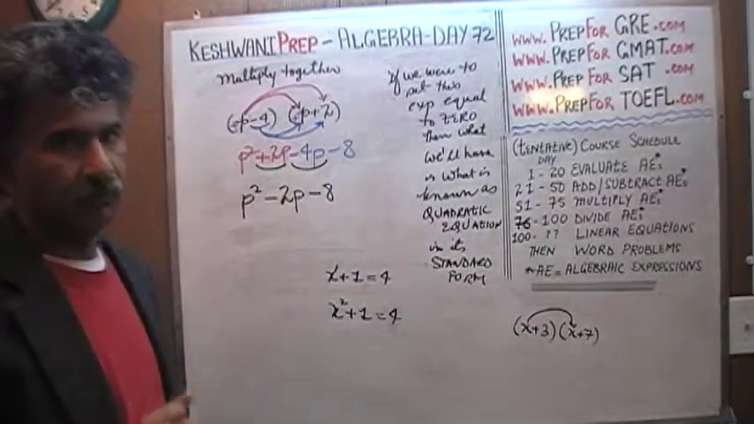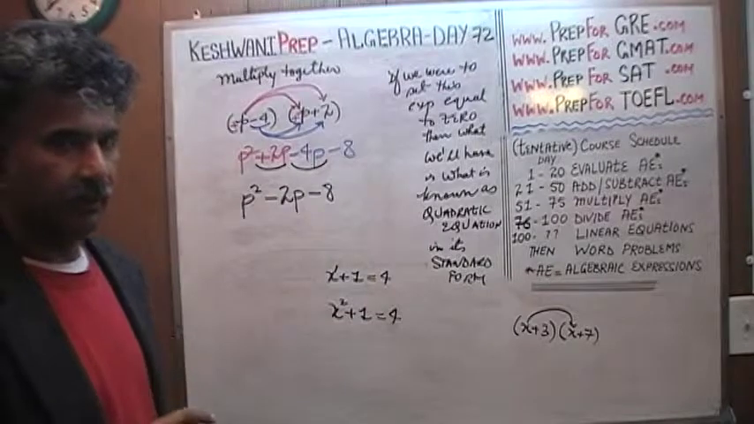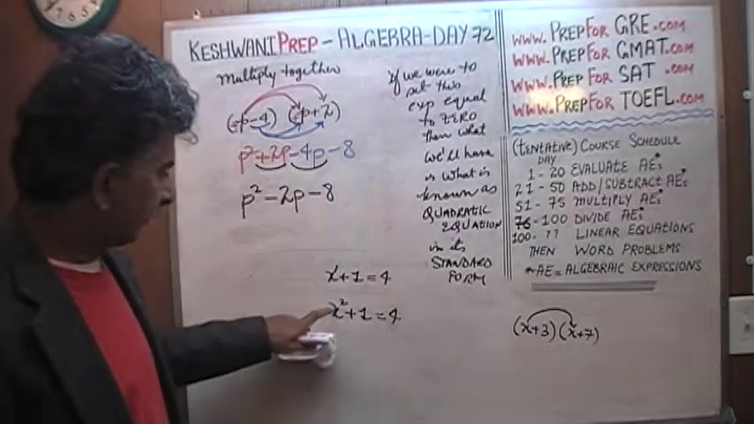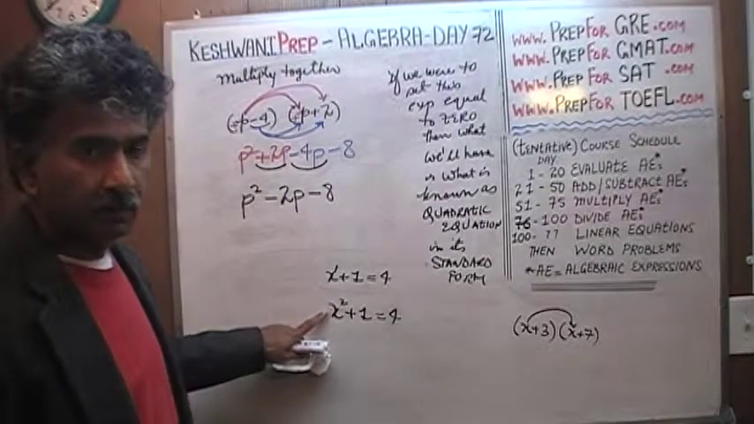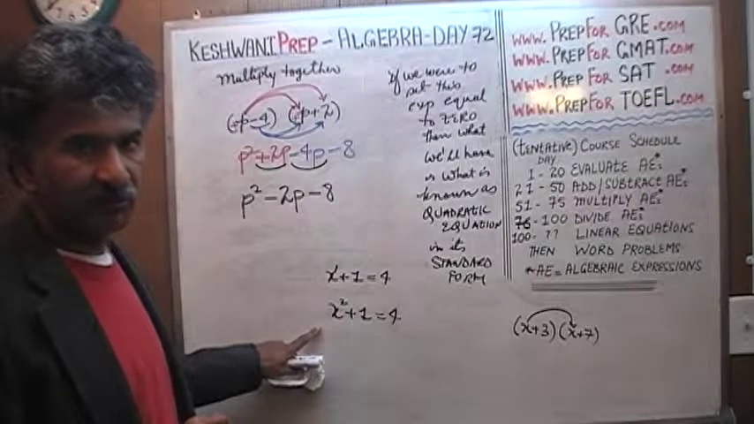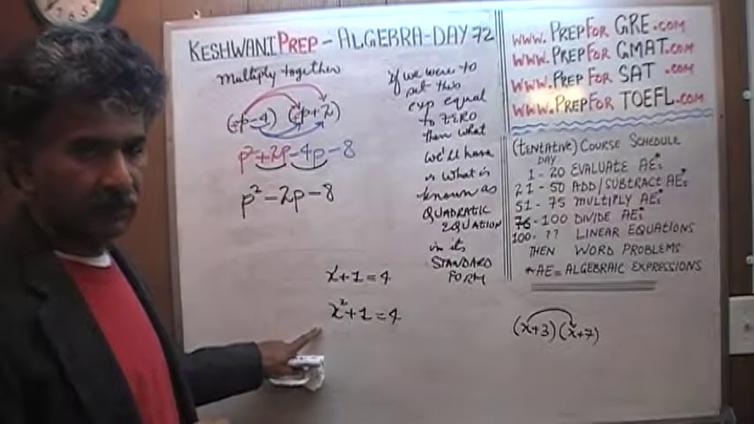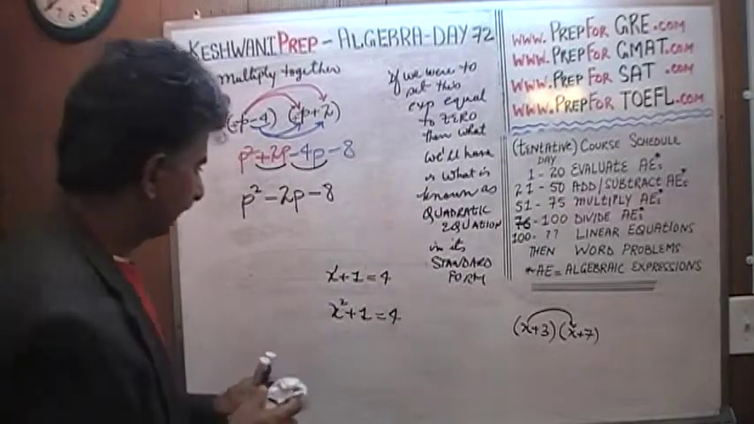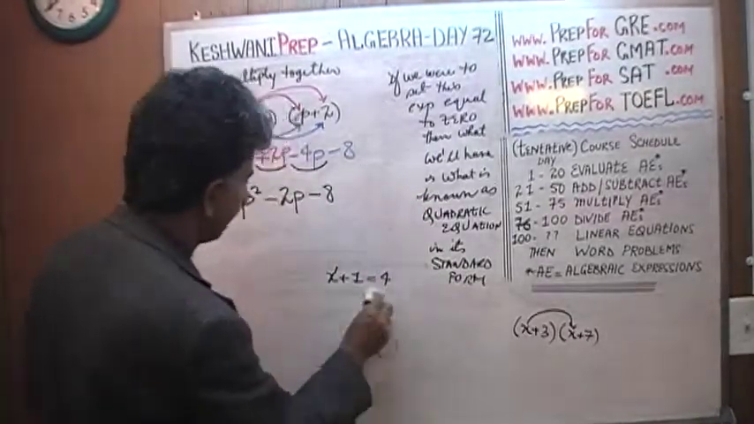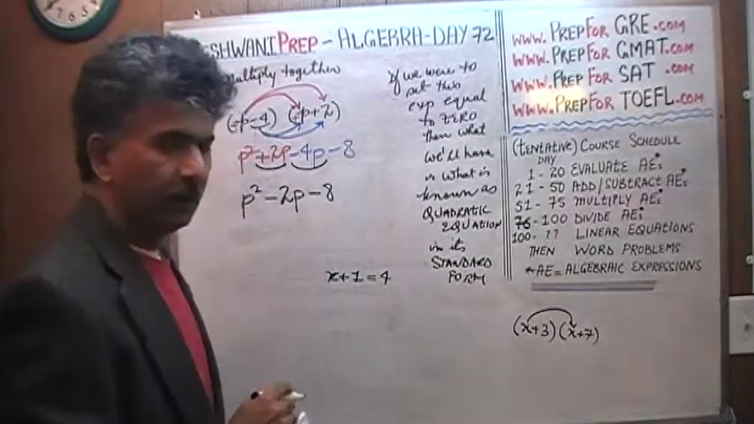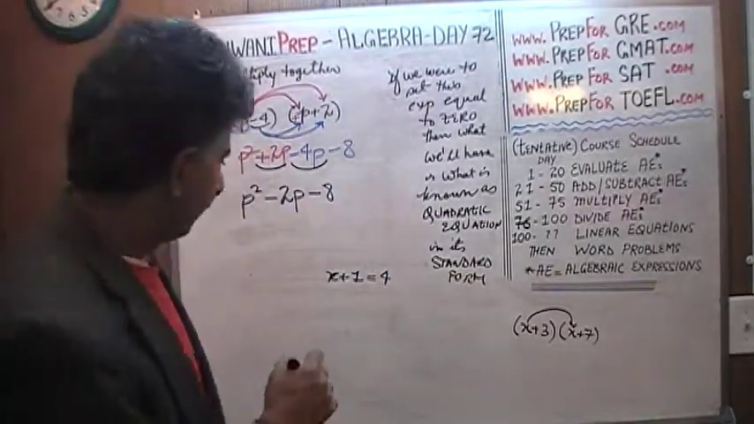X here has two values. We won't go there right now because we're not ready for it. When the time comes, we'll learn it. But because x is raised to the second power, there are two values of x which will satisfy this equation. What does it mean to satisfy an equation? It means the value of the variable that makes the equation hold true. For example, let's look at a simpler case here. X plus 1 equals 4.